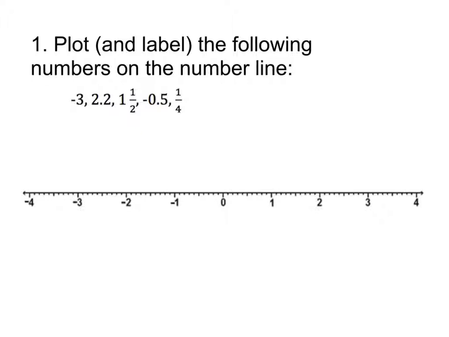So we have -3. So I'm just going to look on the number line. Here's -3. So I'm just going to put a dot on it, and I'm going to label it as -3 above. You'll do the same thing with the other 4 numbers. Go ahead and try it now on your own.